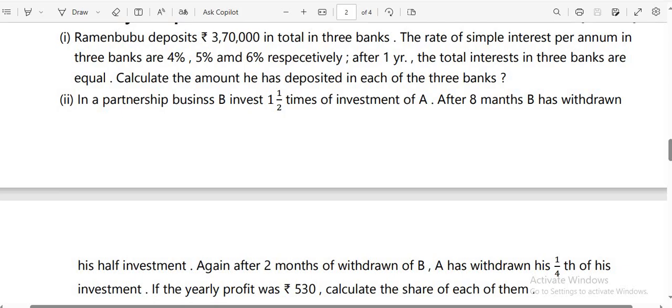Question number 2. In a partnership business, B invests 1 by 2 times of the investment of A. After 8 months, B has withdrawn half of his investment. Again, after 2 months of withdrawal of B, A has withdrawn 1 by 4th of his investment. If the yearly profit was rupees 530, calculate the share of each of them.